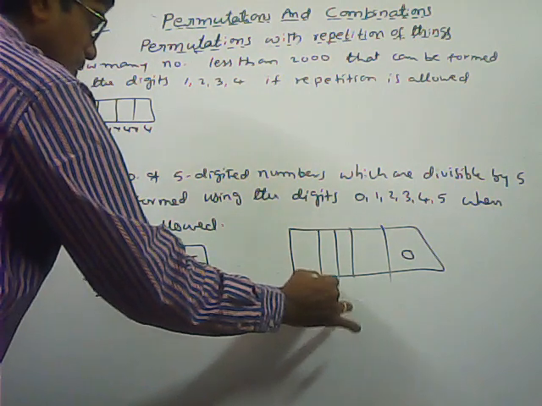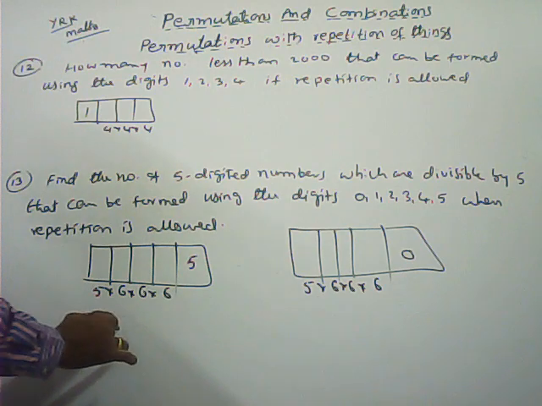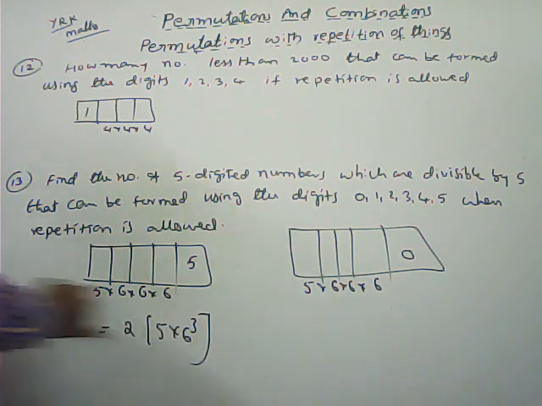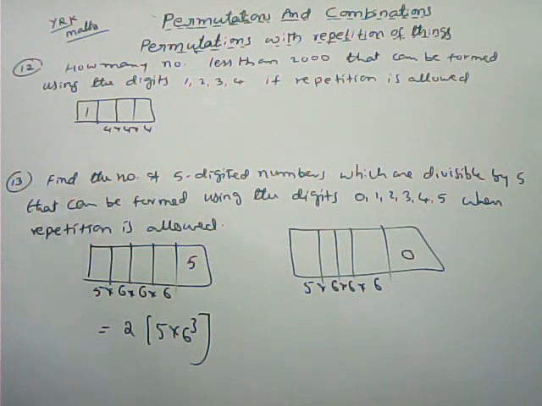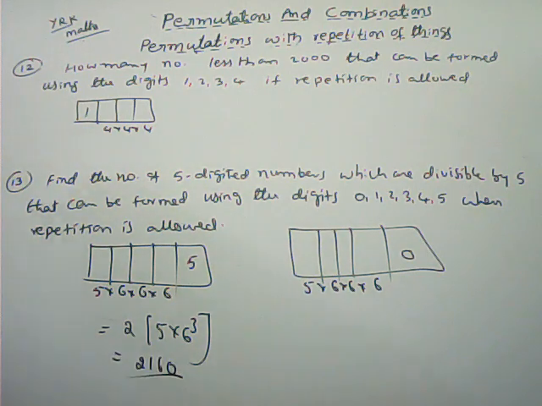5 into 6 into 6 into 6. So total number of ways is equal to 2 into 5 into 6 cube. 6 cube, that is 216. 216 multiplied by 10.